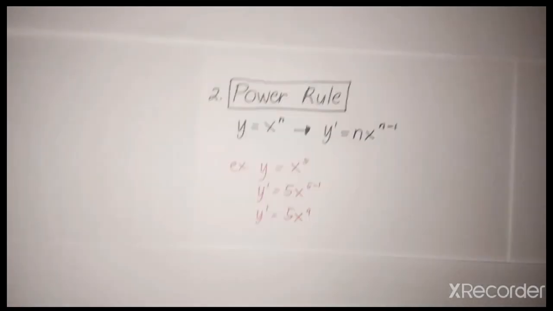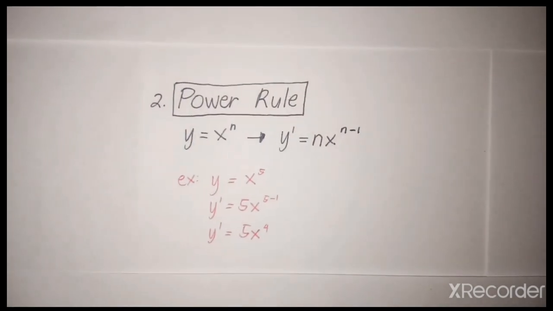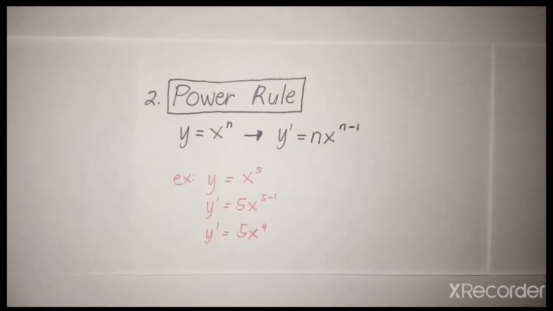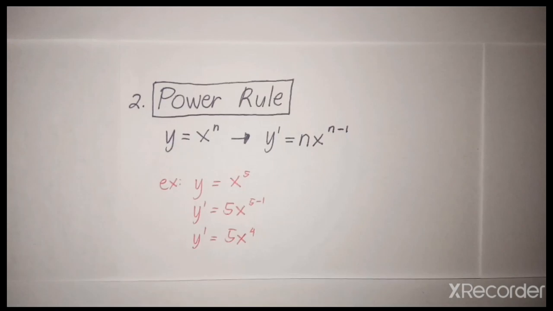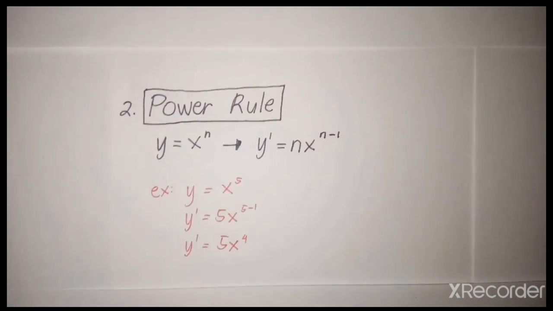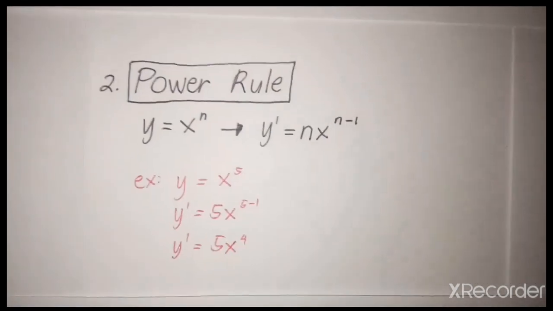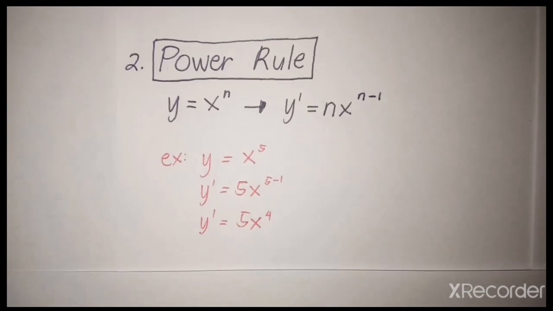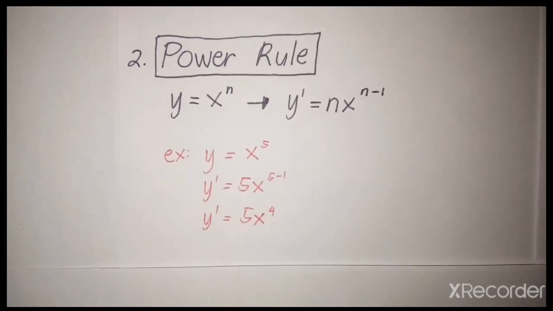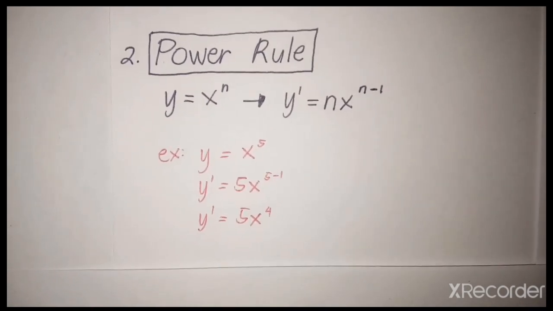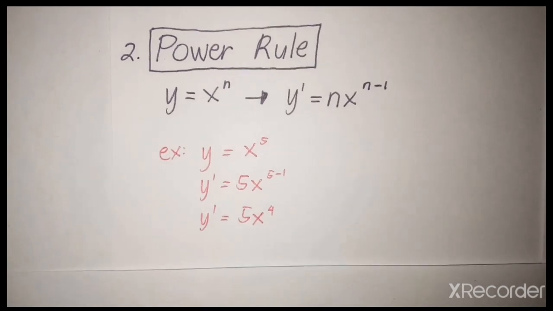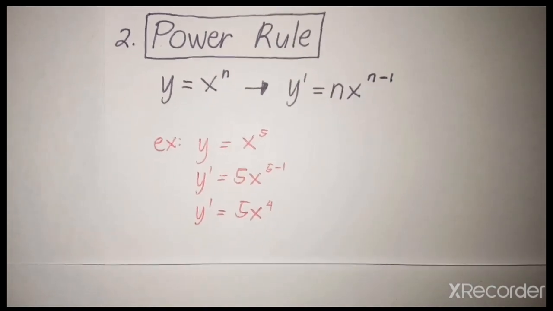And the second rule is the power rule, where y is equal to x to the power of n, then y prime is equal to nx to the power of n minus 1. Example: y is equal to x to the power of 5, y prime is equal to 5x to the power of 5 minus 1, y prime is equal to 5x to the power of 4.